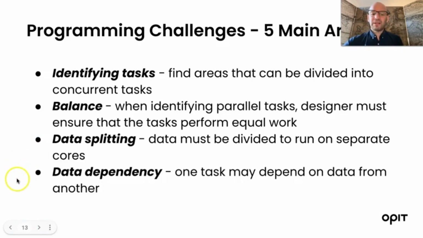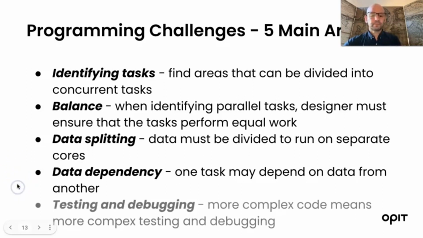Then data dependency. One task may depend on data from another. So how do we handle that, right? That can be an issue. If one thread is waiting, for example, for another thread to complete before it accesses that data, then we have to take that into consideration when we're writing our code. And then lastly, testing and debugging. More complex code when we're handling multi-core systems means that there's more complexity involved in testing and debugging those programs. Okay, so these are some of the programming challenges when we're dealing with multi-core systems.